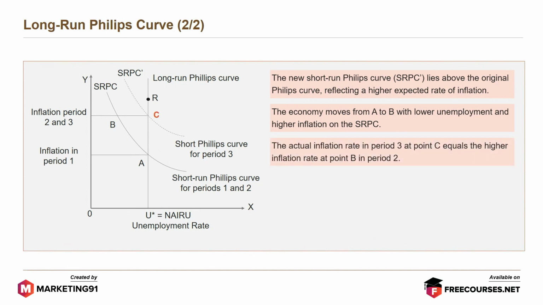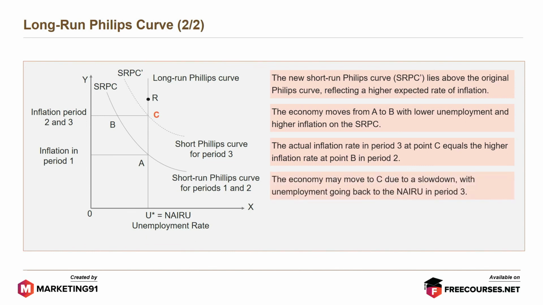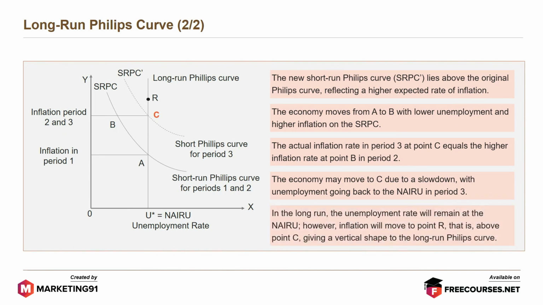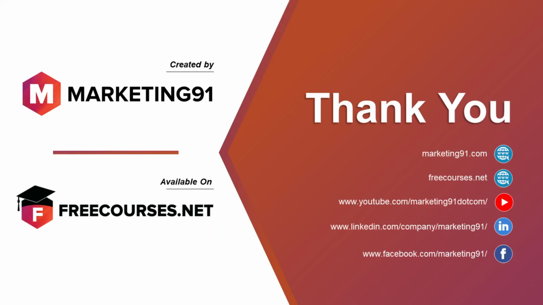The actual inflation rate in period 3 at point C equals the higher inflation rate at point B in period 2. The economy may move to C due to a slowdown, with unemployment going back to the NIRU in period 3. In the long run, the unemployment rate will remain at the NIRU. However, inflation will move to point R, that is, above point C, giving a vertical shape to the long-run Phillips curve.